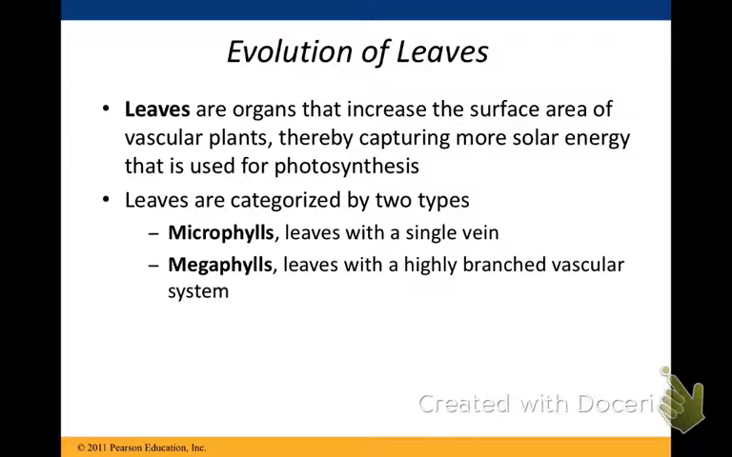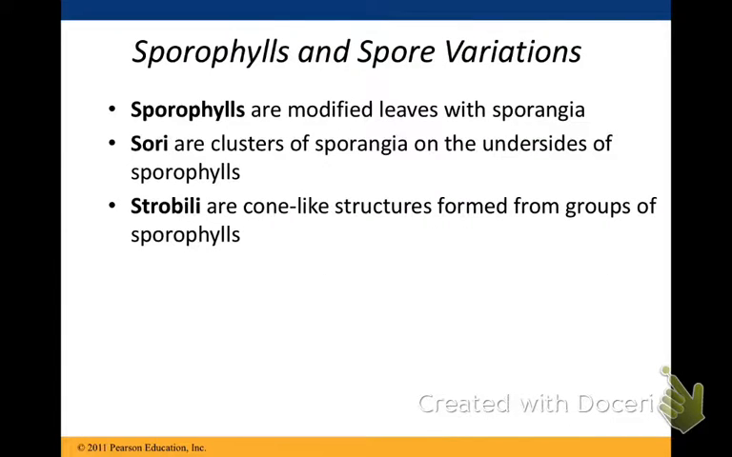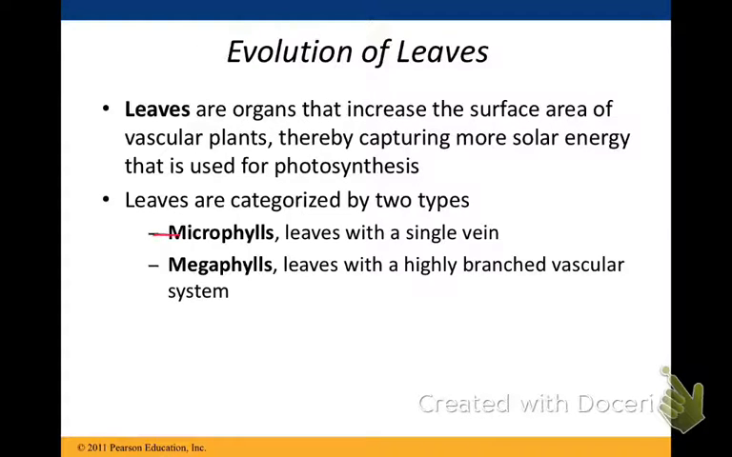So leaves are where the mesophyll cells containing the chloroplasts are found, and they are capturing the solar energy for photosynthesis. We have two different types of leaves. We have microphylls, which are leaves with a single vein going up the center, and we have megaphylls. These are leaves with a highly branched vascular system.